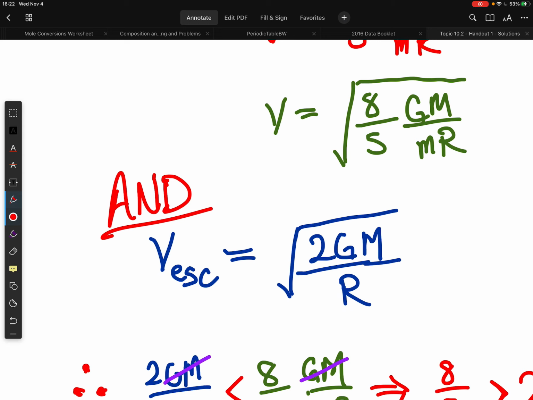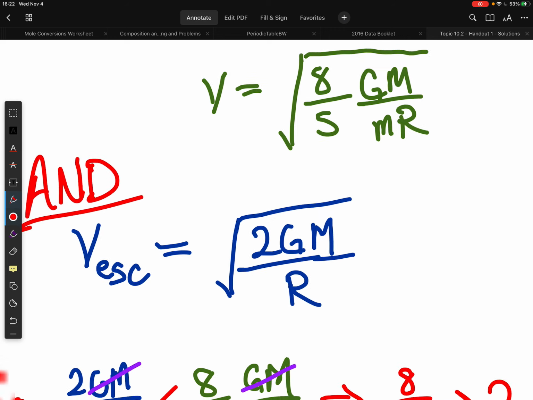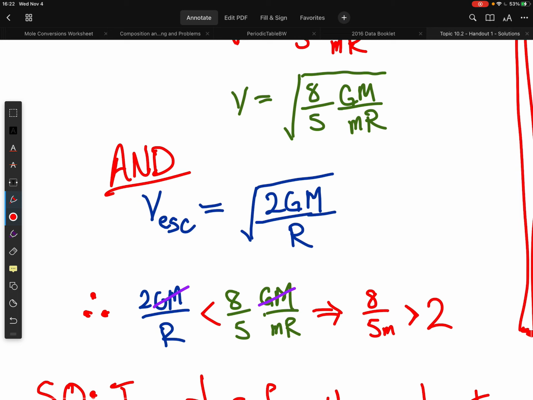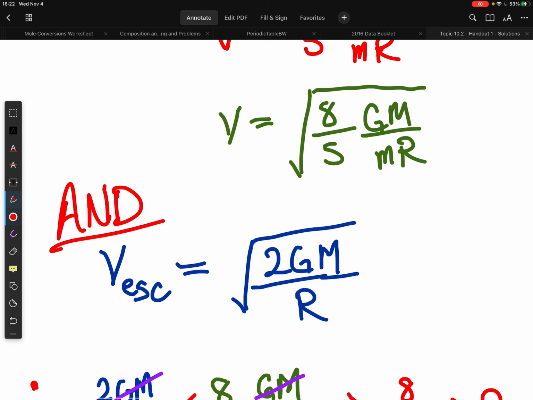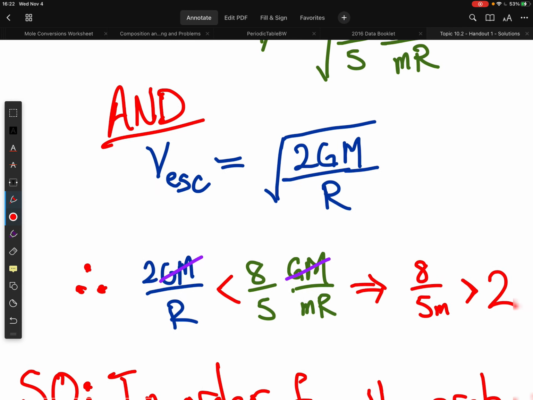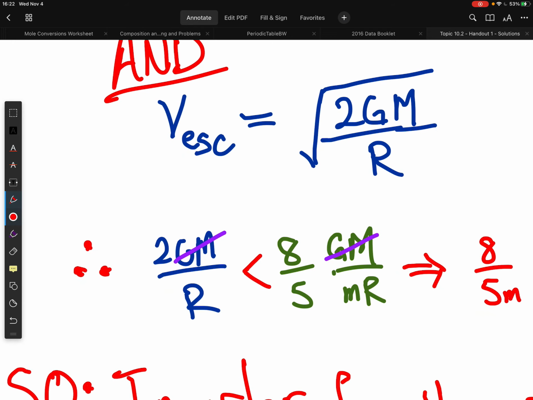We also know that escape velocity is equal to the square root of 2 times the gravitational constant times the mass of the object and the radius of the object. So if these two equations are true, then we can not exactly equate them, but what we can say is that our velocity should not be greater than our escape velocity. If our velocity is greater than our escape velocity, then we've got a problem. So that is what this statement is saying.